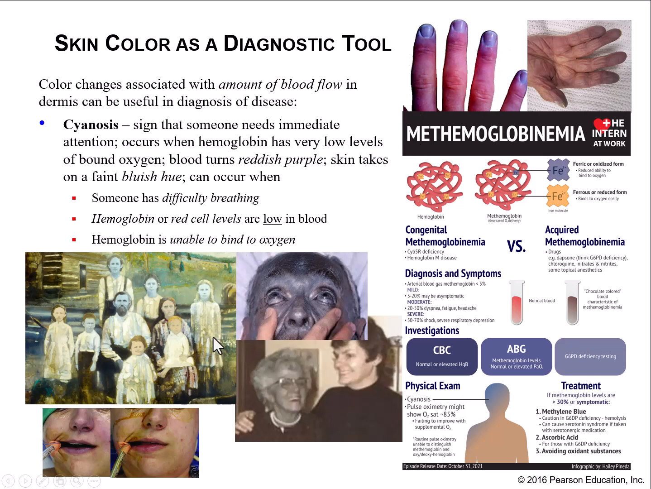And there was this family called the Fugate family in Kentucky, and they were known as the blue bloods. And here's a portrait depicting them, and here's one of the last living individuals. They had a congenital methemoglobinemia. You can get it acquired also, and the way you treat it is by giving methylene blue, and that helps to enable the hemoglobin to carry the oxygen. So here's before treatment, here's after treatment. Ascorbic acid can also be used to treat it.